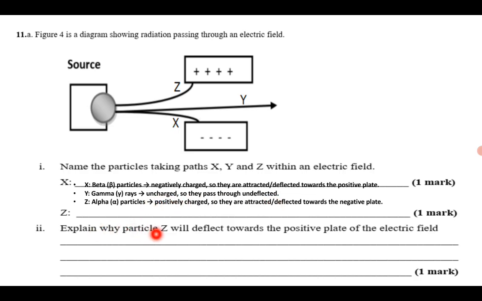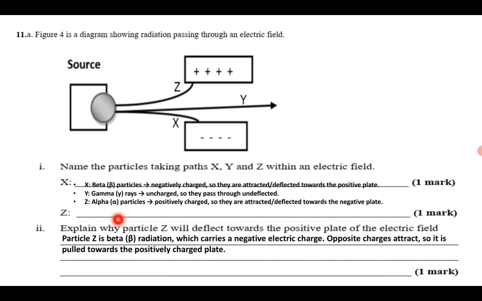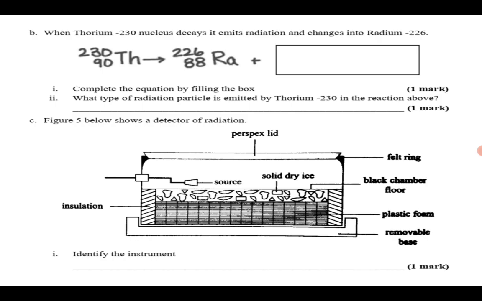So explain why particle Z will deflect towards the positive end. We are saying that particle Z is a beta particle radiation, which carries a negative electric charge. Opposite charges attract. So because it's negative, it will be attracted to the positive terminal on that side.